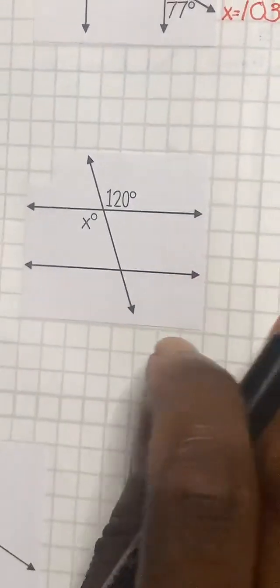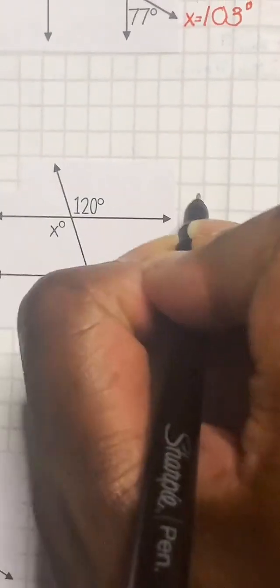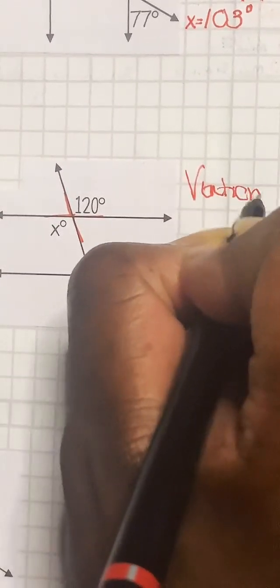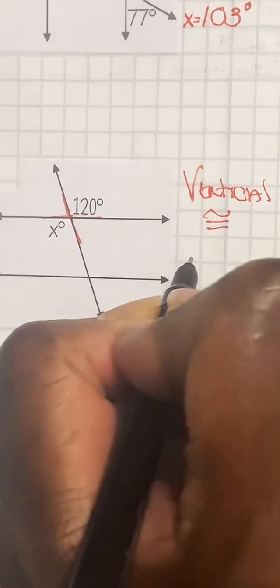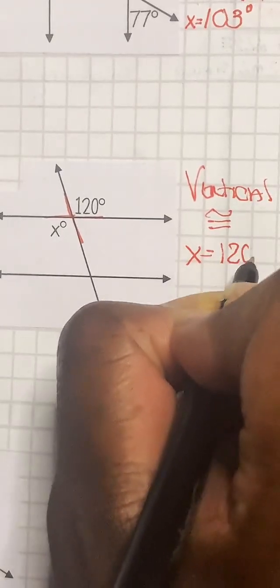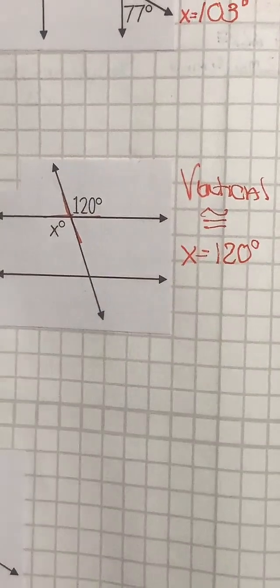Okay. So like you said, we do have vertical angles. Anything that's going to give us this V and the matching meeting at the same point. We got those vertical angles, and vertical angles are congruent. So that means X is also 120 degrees.